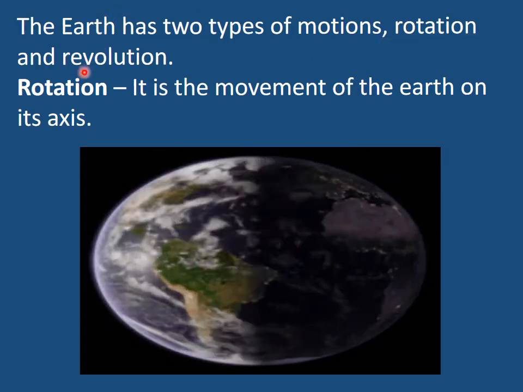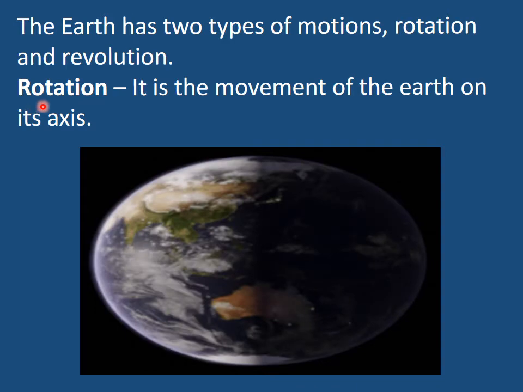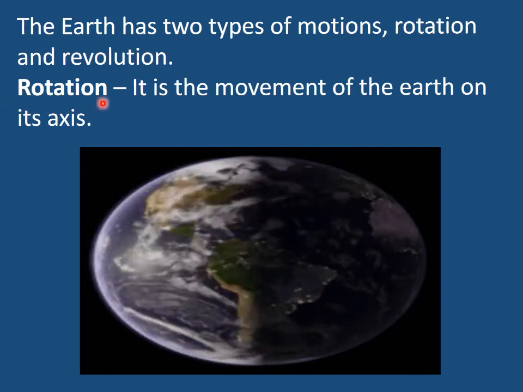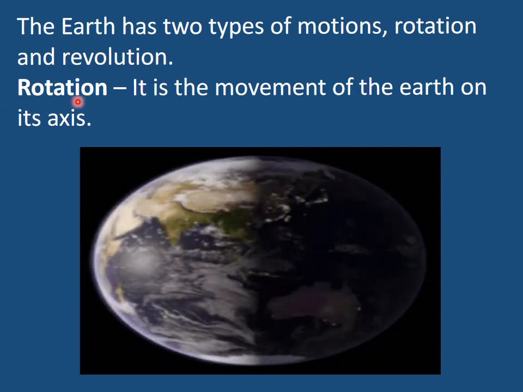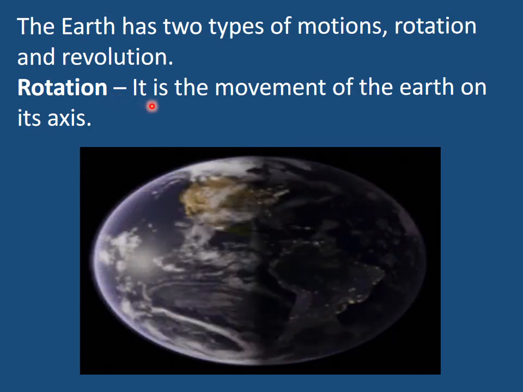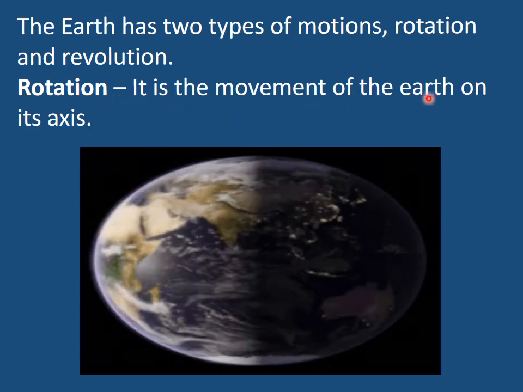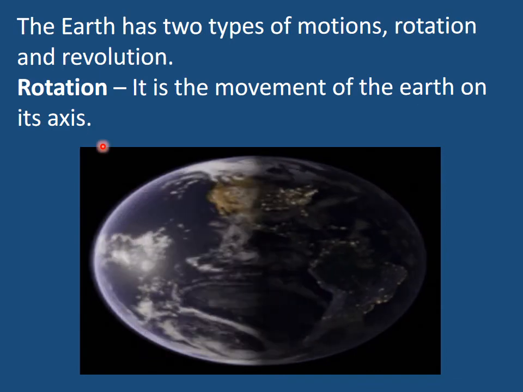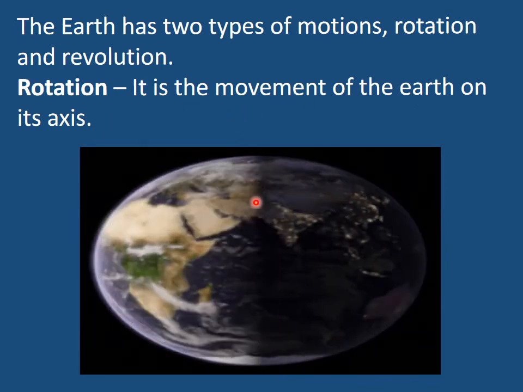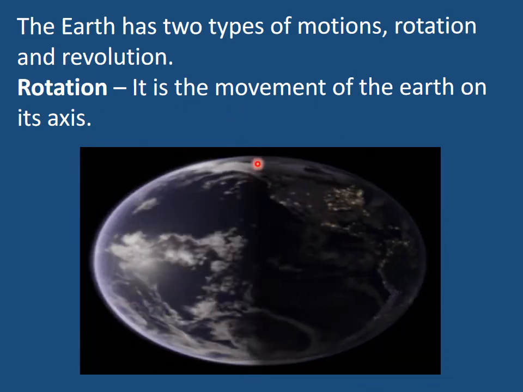It is the movement of the earth on its axis. Look at this picture. The center we call the axis, an imaginary line. With that, the earth rotates around itself. This movement is called rotation.